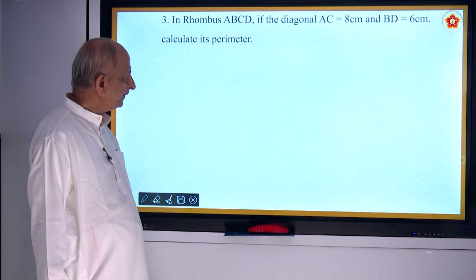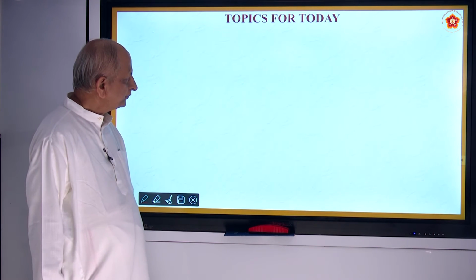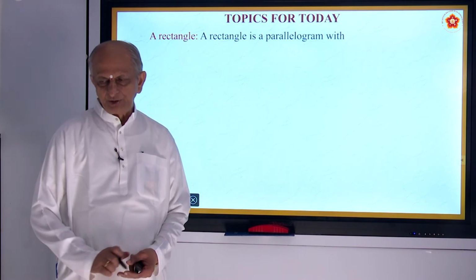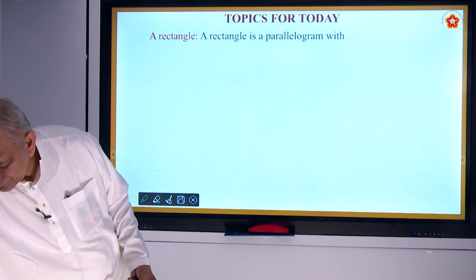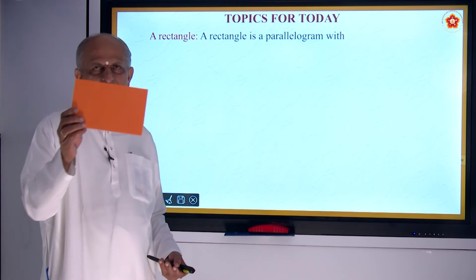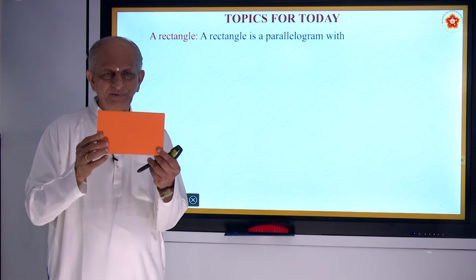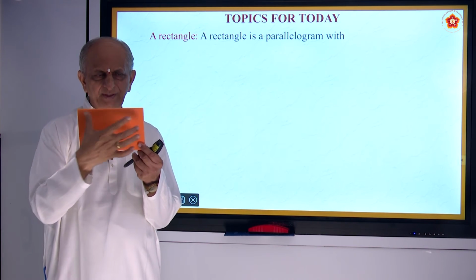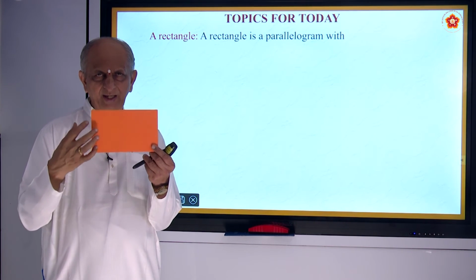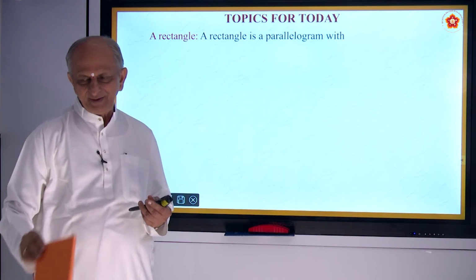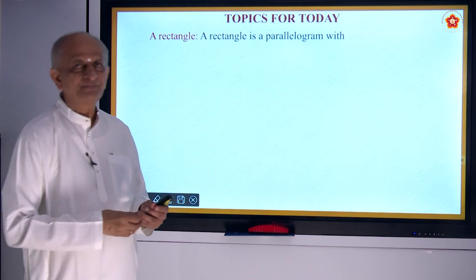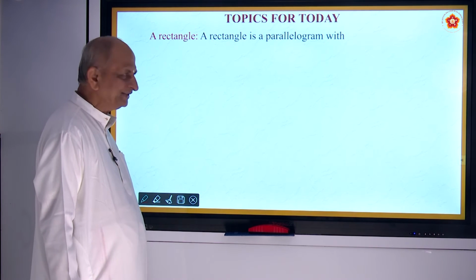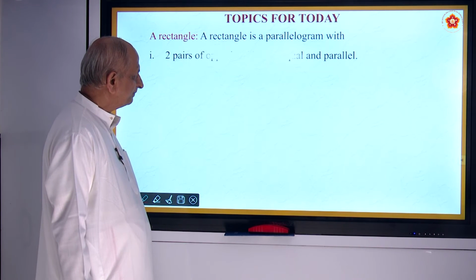Okay. Now, today's topic is about rectangle. It is also a parallelogram. Just now I have shown you, this is also a parallelogram. The properties: opposite sides are equal, opposite sides are parallel, all the angles are equal to 90 degrees. What about diagonals? Diagonals are equal and they bisect each other. Okay, those are the properties.